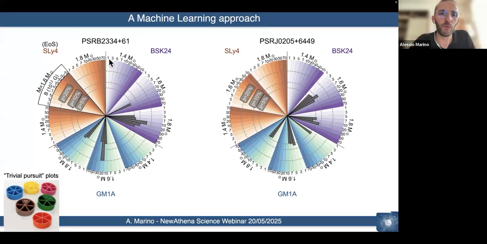Now we superimpose on each of these cloves a histogram, and the height of this histogram is connected to the probability of that specific simulation. So for example, in this case, the simulation at 10 to the 13 Gauss, 1.8 solar mass, and the equation of state BSk24 has a probability of about 20%, slightly less than 20%. Then we can sum all of these single marginal probabilities to have the cumulative probability for each of these equations of state. I'm not going into the detail, just to say that SLy4 for both sources has a probability which is about 5 or 4%.